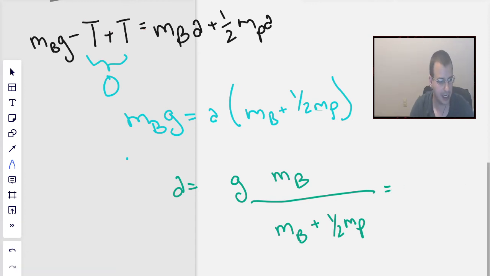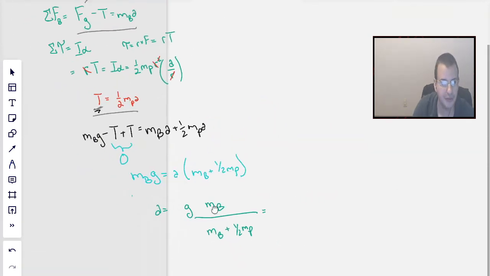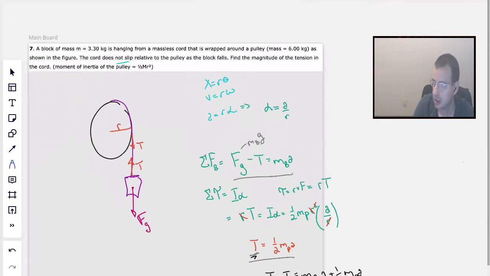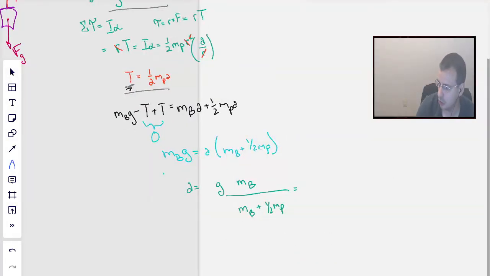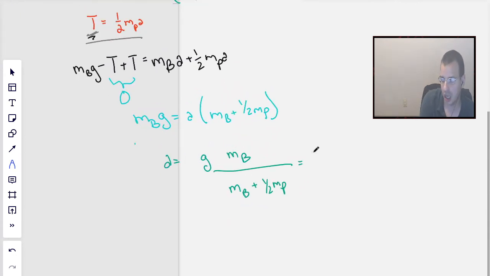Plugging that into a calculator, I'm going to say gravity is 9.8. I'll say 9.81, it doesn't really matter, they're both close. Mass of the block is 3.3. And then we're going to divide by 3.3 plus 6 divided by 2, because 6 is the mass of the pulley. Quite the hefty pulley. And we get an acceleration of 5.138 meters per second squared.